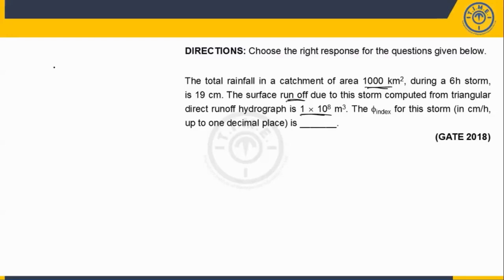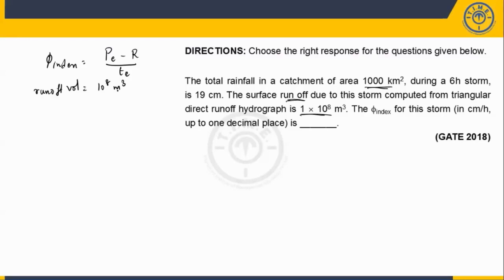The phi index for the storm is, what is the formula for phi index? Phi index equals P minus R upon t_e. Yes or no? Okay. What is R? R is the runoff. Very good. So we have the runoff volume. How much is the runoff volume?